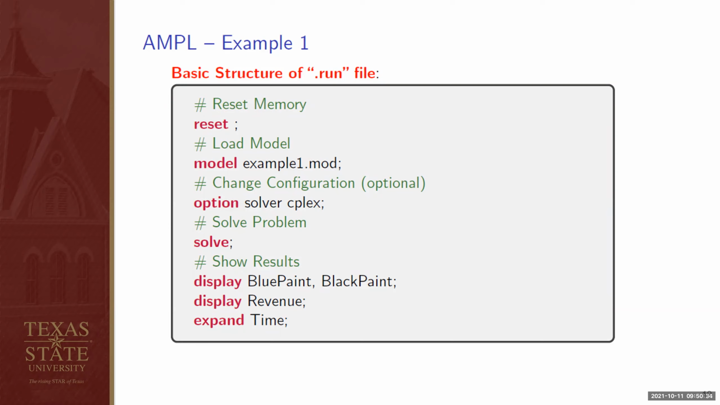And then these instructions right here are basically stating that you want to see the value for the decision variables blue paint and black paint after solving the problem. You also want to display the solution or the objective function value, whose name is revenue. And also you want to see the solution time. I'm sorry, the constraint. You want to display the values for the constraint time.